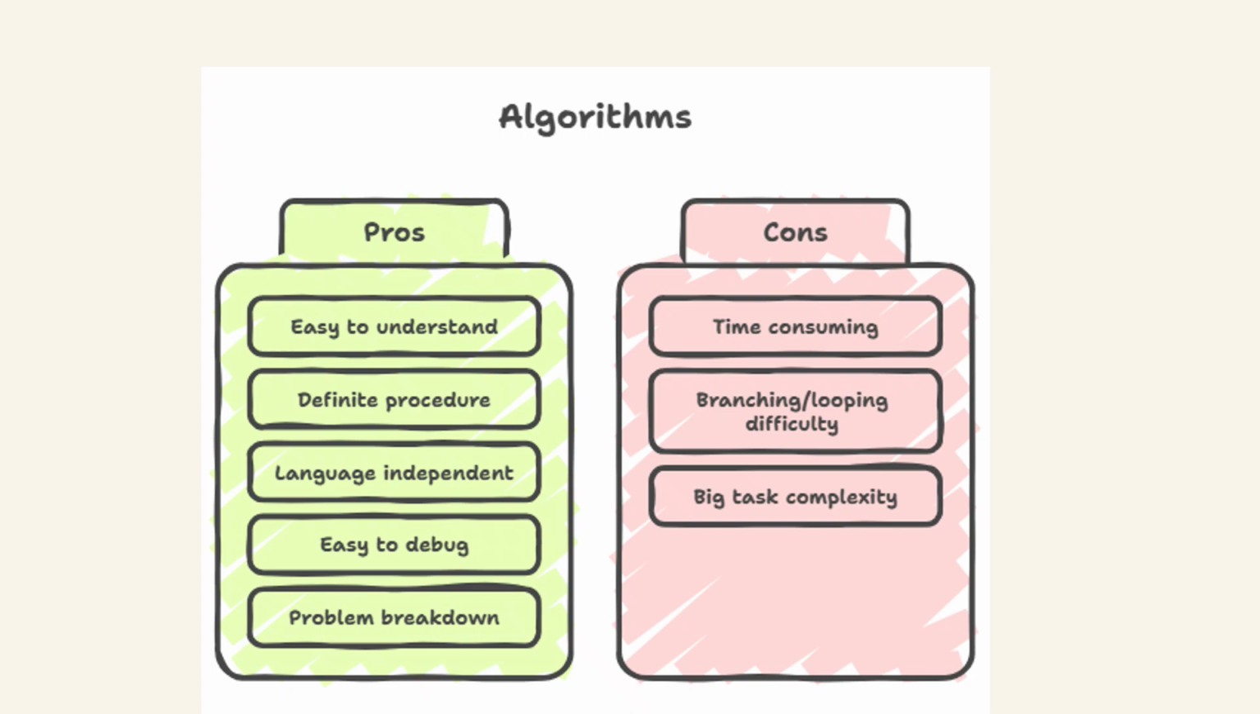So it is very easy to debug. By using an algorithm, the problem is broken into small pieces or steps. Hence it is very easy for the programmer to convert it into an actual program. What are the disadvantages of algorithms? Algorithms are very time consuming and it is difficult to show branching and looping in algorithms. Big tasks are difficult to put in algorithms.